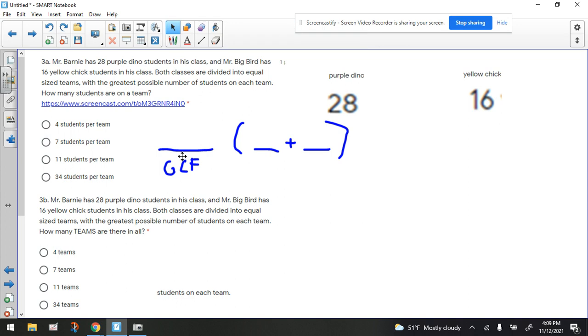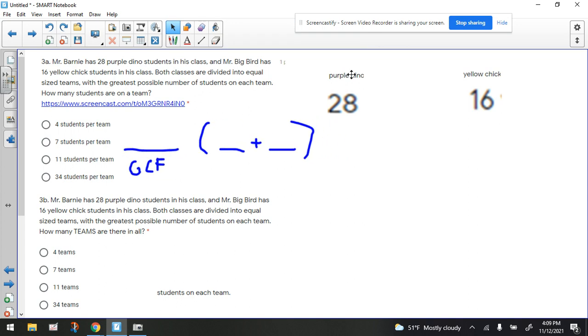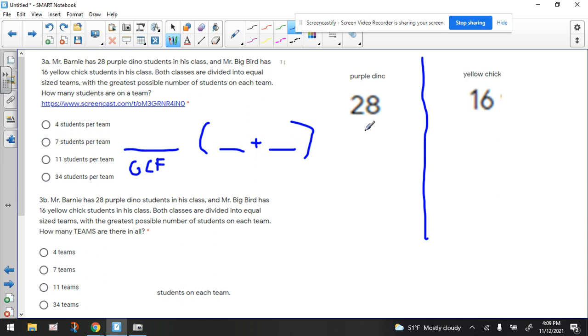Let me move this out of the way, and let me move this a little bit over so we have some workspace. We do need to find the GCF of the two numbers in the problem. Draw a line to separate our workspace. When you start, put what you believe to be the suspected GCF in both lineups of your factor trees.